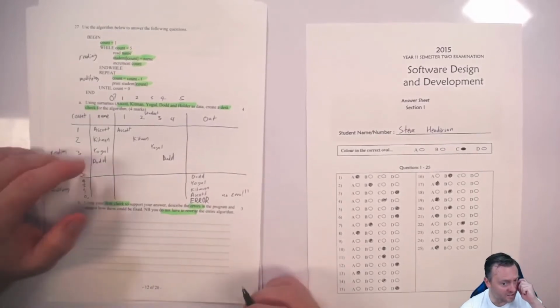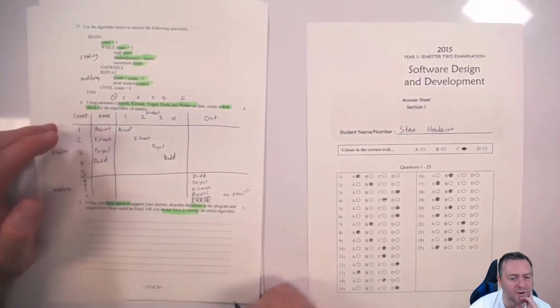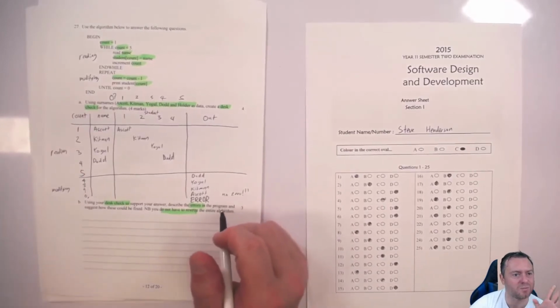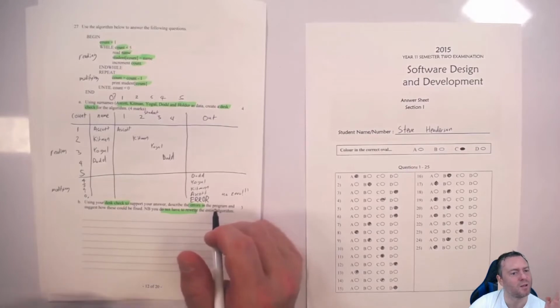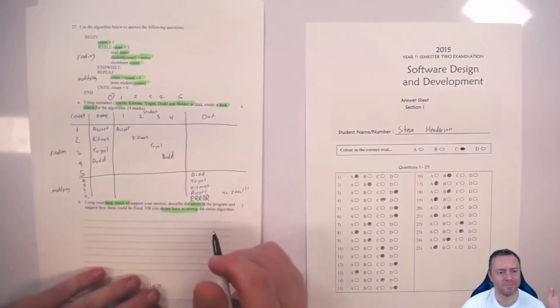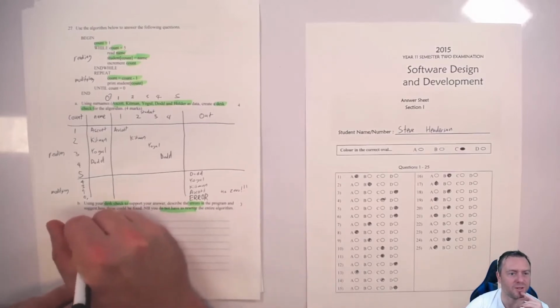So using desk check, support your answer, describe the error in the program, and suggest how these could be fixed. So because some computer scientists like starting at 0, I'm personally one of those, you could have just changed count to be equal to 0, and that would probably fix all the issues.